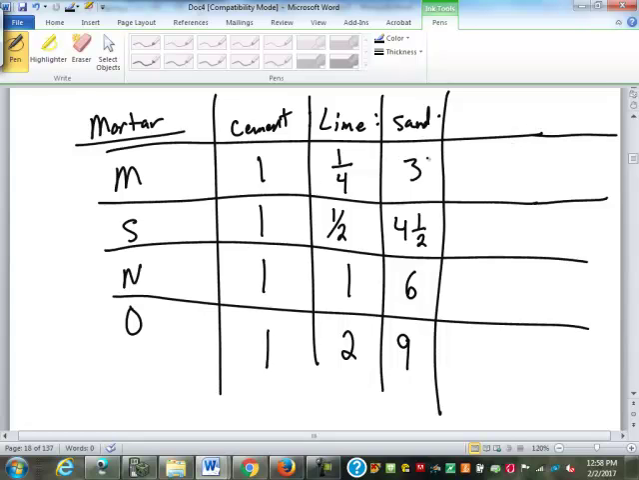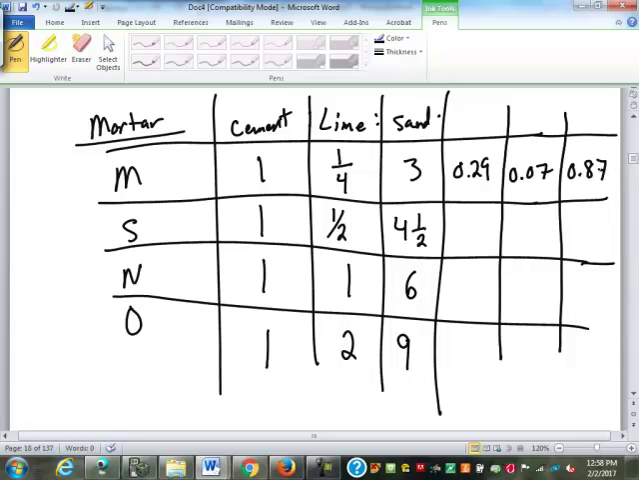So now what we've got here is just the different ratios. The next section says quantity per cubic foot. This is for every cubic foot of mortar you have, how much of each ingredient do you have? Like for type M, 1 cubic foot of mortar has 0.29 parts cement, 0.07 parts lime, and 0.87 cubic feet of sand. If you add that all up, that adds up to be more than 1, doesn't it?